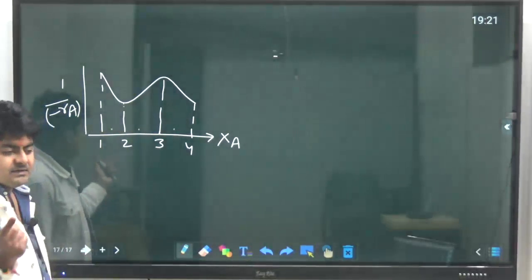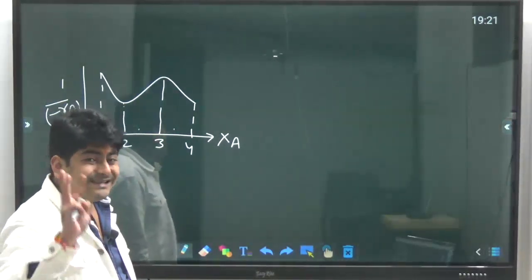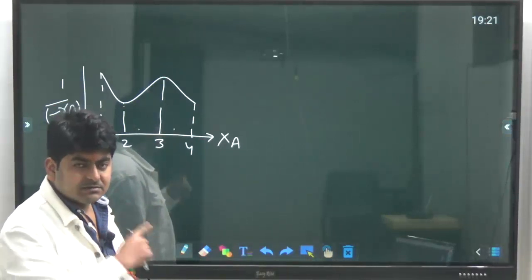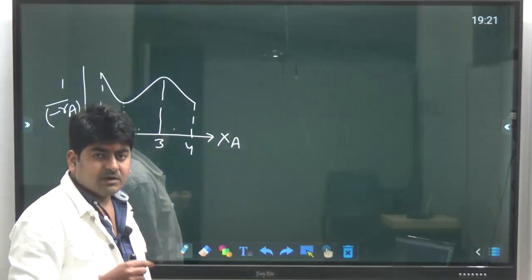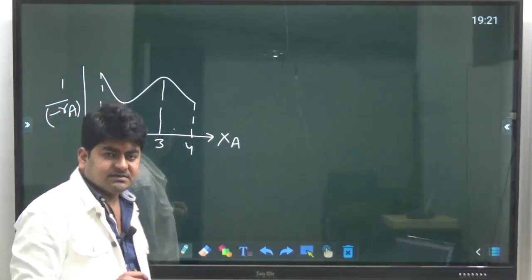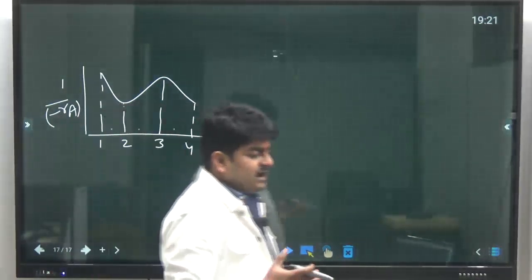Now if you see, we have 3 areas, 3 segments total. So it means we require 3 reactors in series for this problem. We require 3 reactors in series. And what will be the best reactor arrangement?